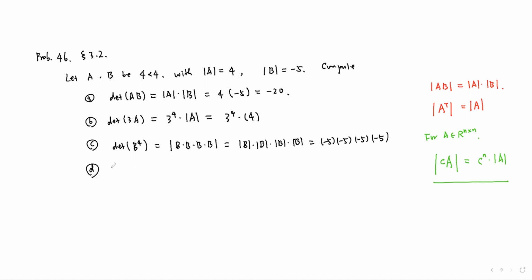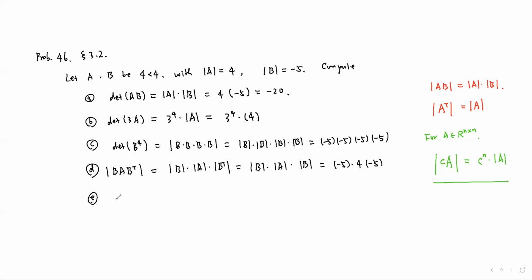D. Find determinant of B times A times B transpose. Again, the determinant of B transpose is equal to the determinant of B. So we get -5, the determinant of B, times 4, the determinant of A, then times -5. Then use a calculator.